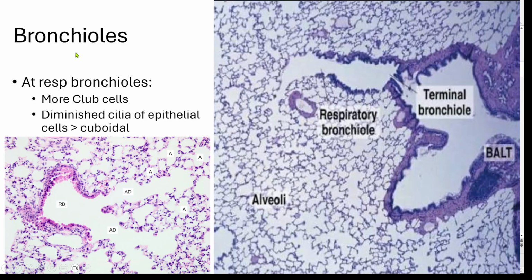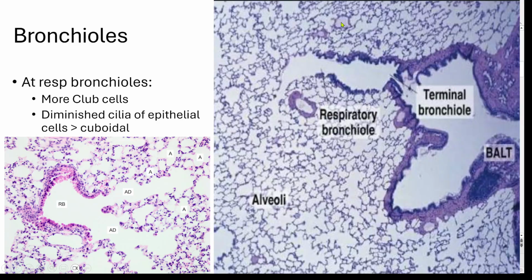So bronchioles, more of the bronchioles, what can we say? At the respiratory bronchioles, we have more of the club cells, which are going to secrete more of a serous lubricant rather than mucin, and we will not see the goblet cells, of course, because we are at the point of bronchioles. Diminished cilia will happen after the terminal bronchiole. The respiratory bronchioles will see less and less of them, and they're going to be a cuboidal epithelium.